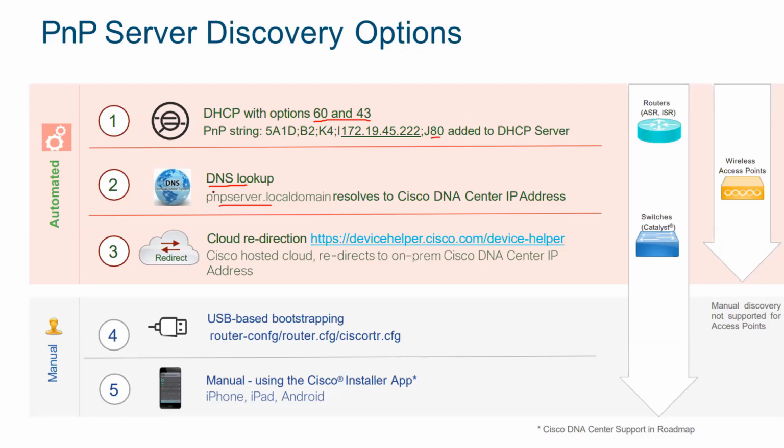The third option, if both fail, is cloud redirection. So it's going to try to reach devicehelper.cisco.com and use your smart account and your organization name and Cisco records to try to reach your DNAC. And we're going to talk about it in a later slide.